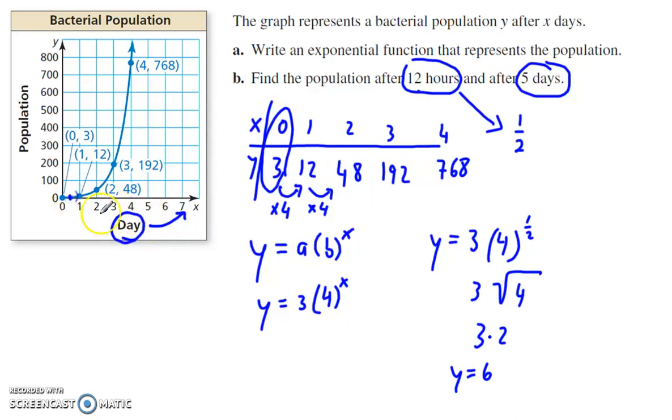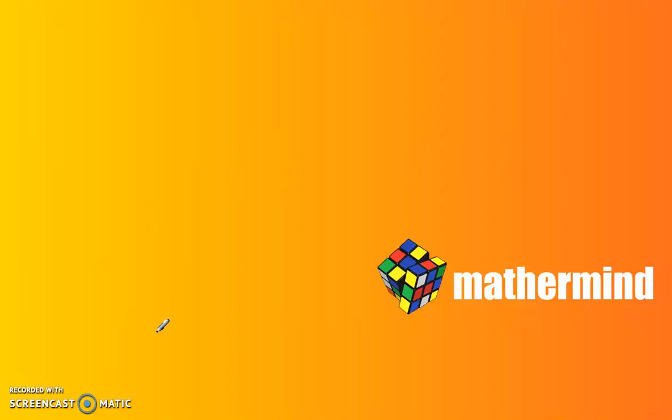That's somewhere right about here. Population after 5 days, notice that's not even on this chart anymore. I'll put in 5 for x. Y equals 3 times 4 to the 5th power. And I'll type that in my calculator. 3 times 4 to the 5th power. And that gives me 3,072. So that's exponential growth for you. After half a day, we're at 6. After 5 days, the population has grown to 3,072. There you go. That was part 2 of exponential functions.